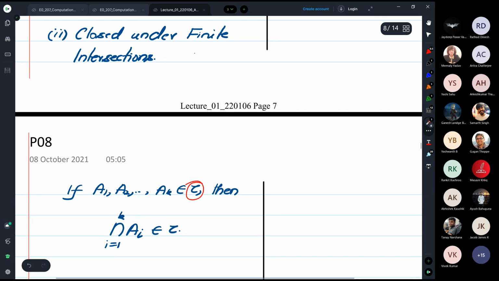That's what I mean by tau being closed under finite intersections. You consider finitely many elements of tau. Notice that tau is a collection of sets, so each of these is a set. You take the intersection of these finitely many sets, and whatever set is the outcome of this intersection should also lie in tau. Is this okay? That's what I mean by closed under finite intersections.